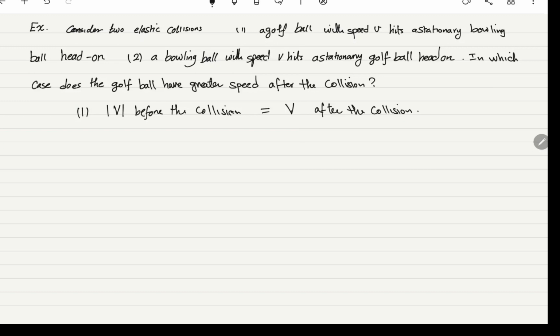But in the second case, where a bowling ball with speed v hits a stationary golf ball, the bowling ball, the large one, will remain moving with almost the same velocity v, and the stationary golf ball will bounce away with double the velocity, so it's equal to 2v after the collision.